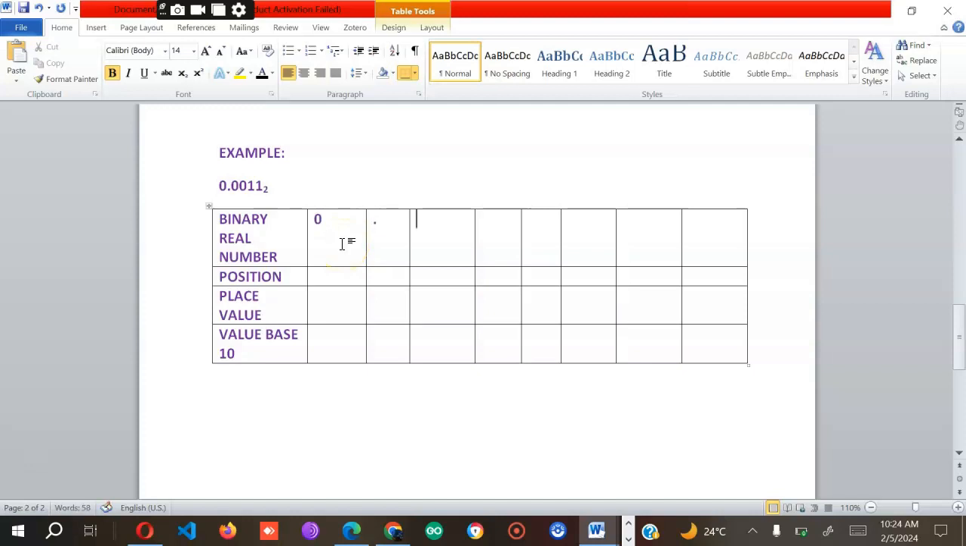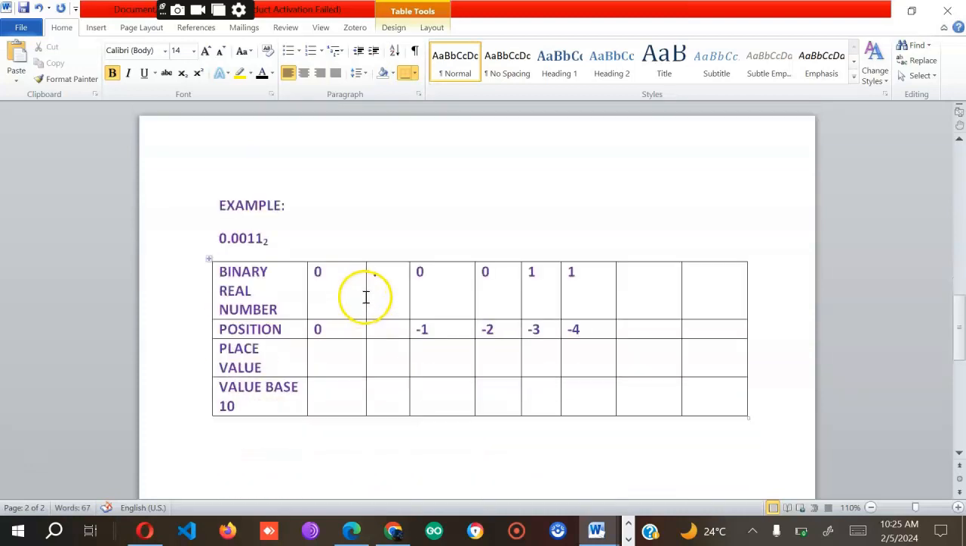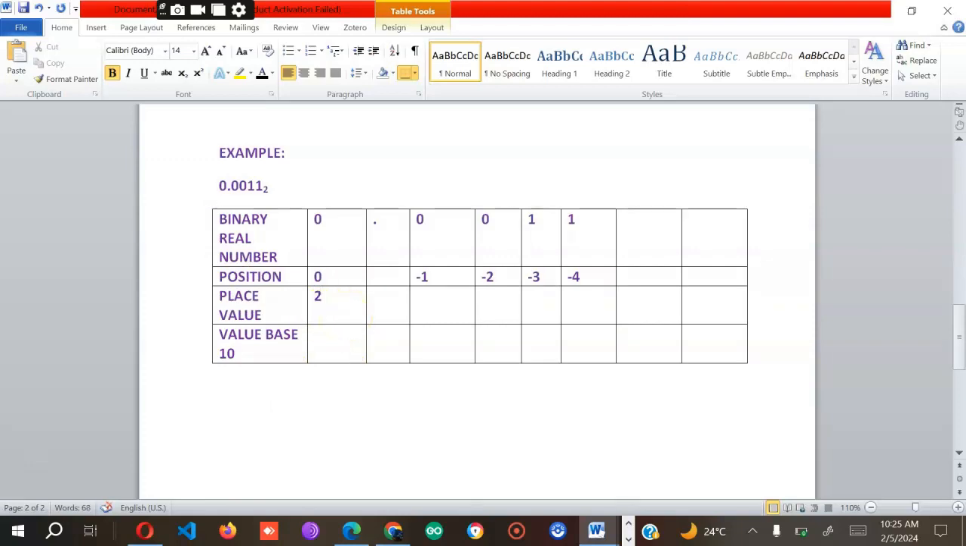0.0011. We have the point, then 0, 0, 1, and 1. The position of this one is definitely 0. Then we have -1, -2, -3, and lastly -4. Okay, this one is supposed to give us 2 raised to power 0, 2 raised to power -1, 2 raised to power -2, 2 raised to power -3, and 2 raised to power -4.